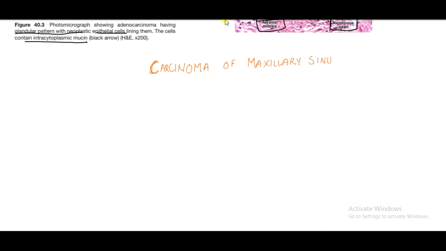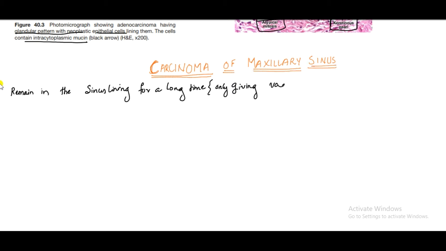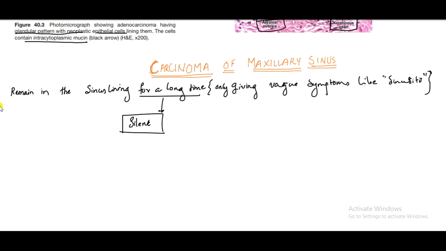So we can write some points about carcinoma of the maxillary sinus. The tumor remains in the maxillary sinus, which means that the tumor is lodged in the bone or sinus lining for a long time. Sometimes they give some symptoms like sinusitis, but commonly they are silent. So most of the time we miss the symptoms, or we miss these carcinomas.